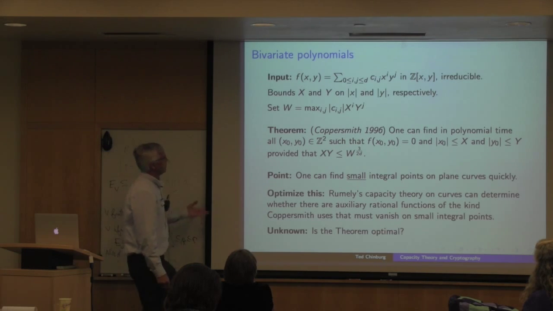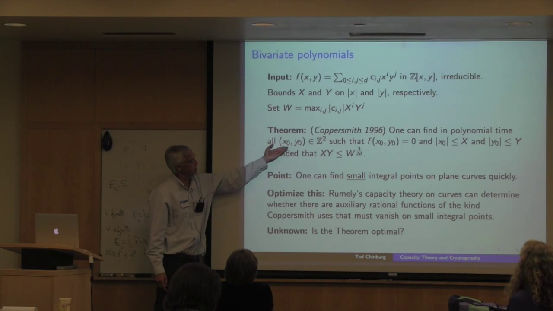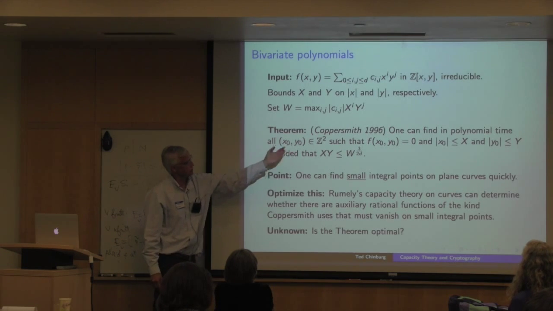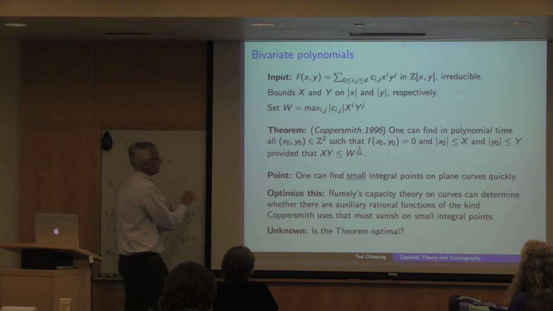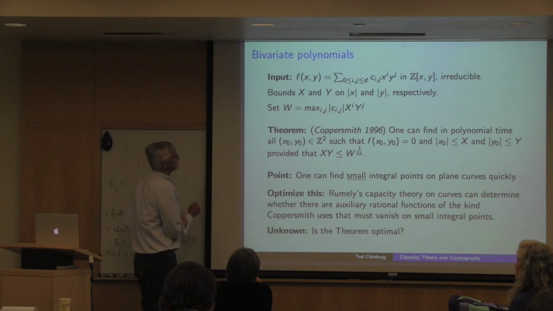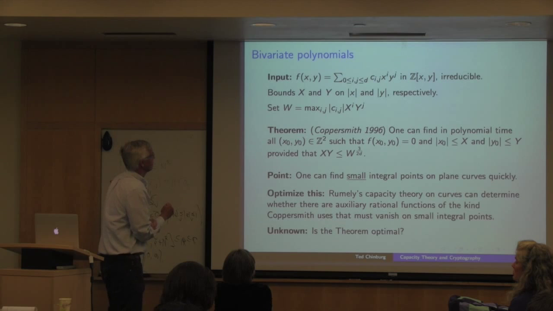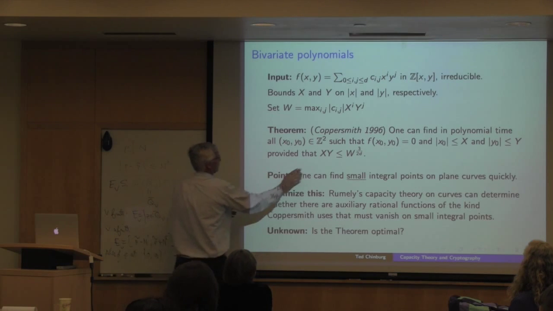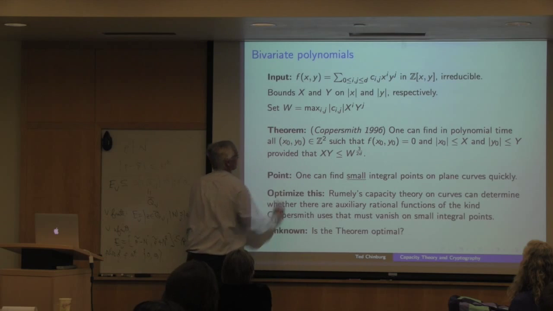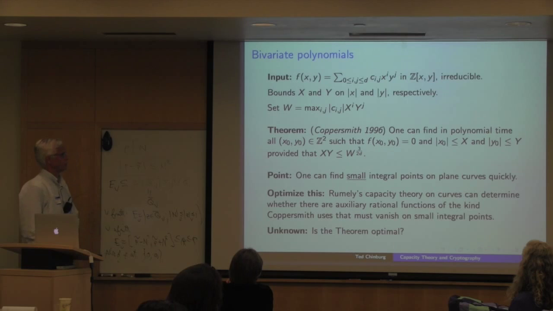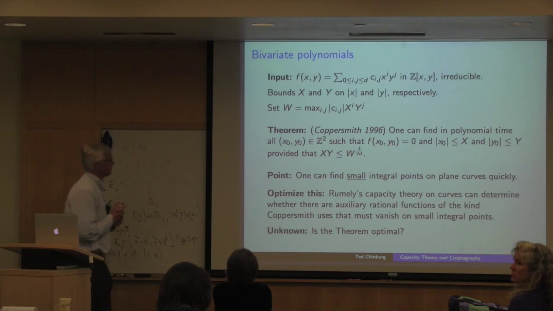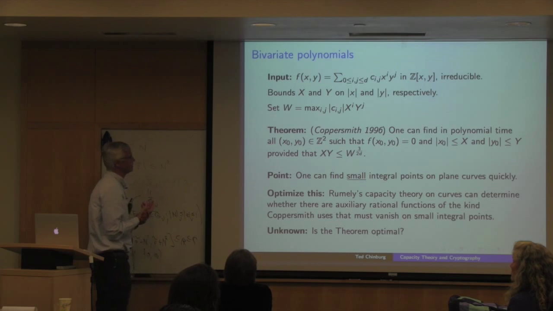And he said that you can find in polynomial time all integral solutions f of x0, y0 equals 0, such that x0 and y0 have these bounds, provided that the bounds you've written down have this property that X times Y has to be less than or equal to this constant to the 3 over 2 times b. Well, that looks kind of peculiar, but that was the bound. So the point of this theorem was that you can find small integral points on curves quickly.